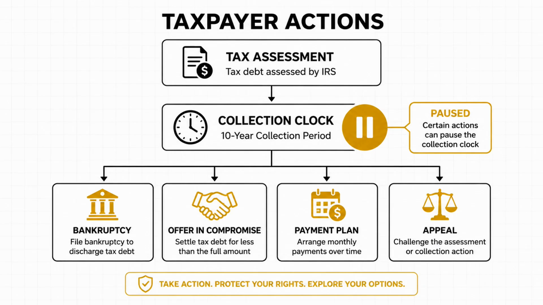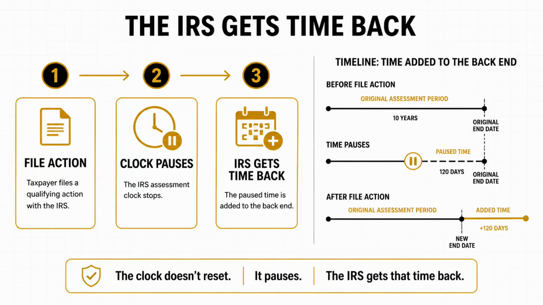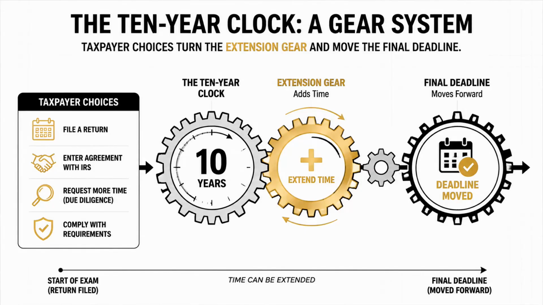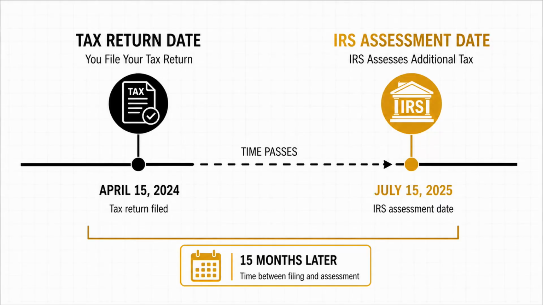That window is not fixed. Every time you act to resolve the debt, file for bankruptcy, submit an offer in compromise, request a payment plan, appeal a collection notice, the clock pauses. When it restarts, the IRS gets that time back plus extensions. The actions you take to resolve the debt are the same actions that extend the IRS's right to collect it. That is the mechanism this video covers.